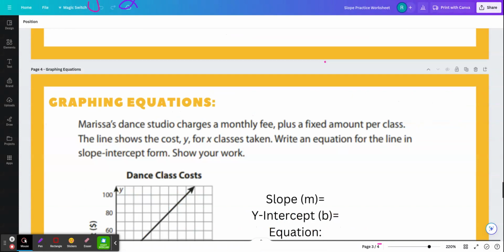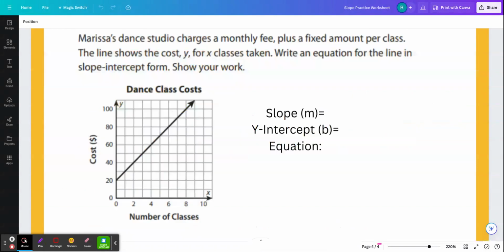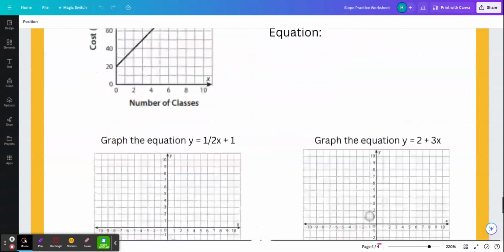Okay. I'll let you guys try the one about Marissa's dance because that's very similar to the last one.